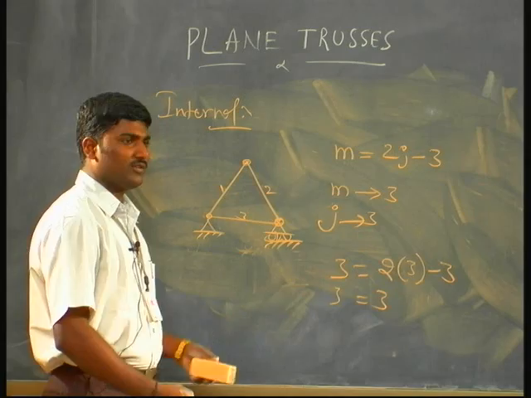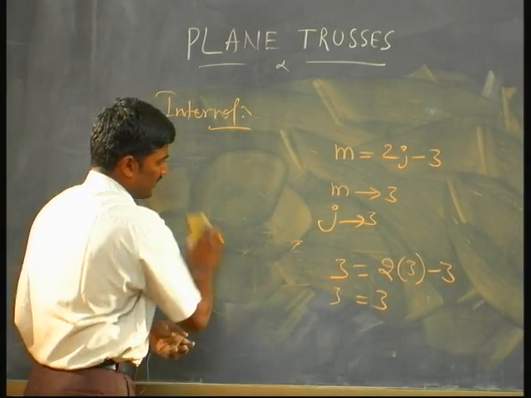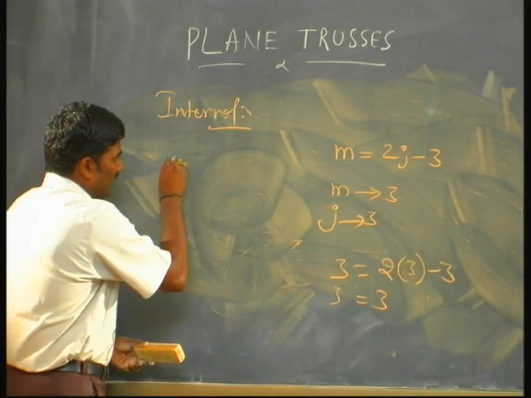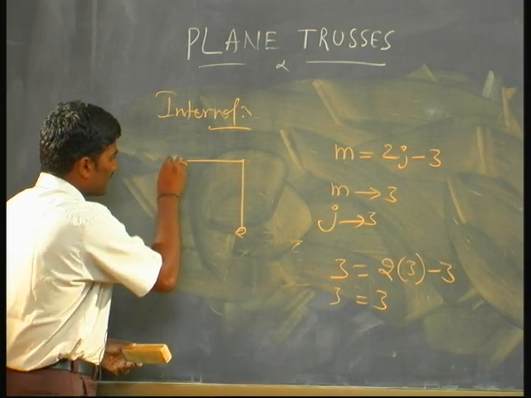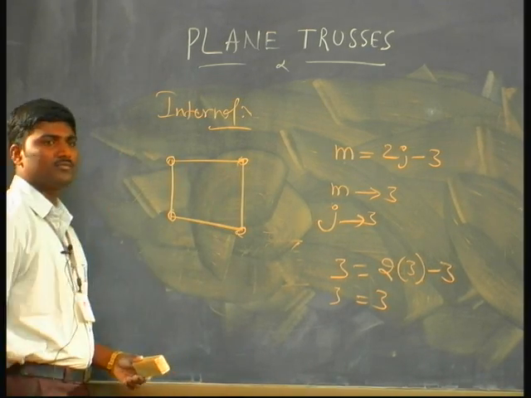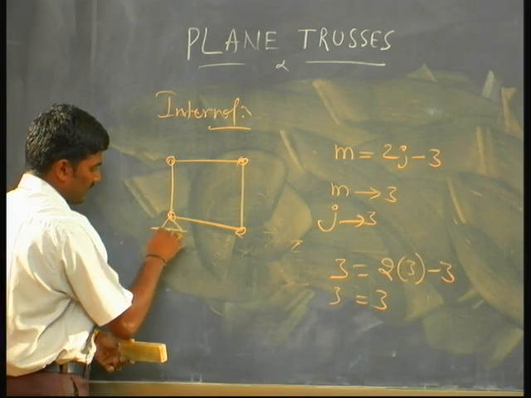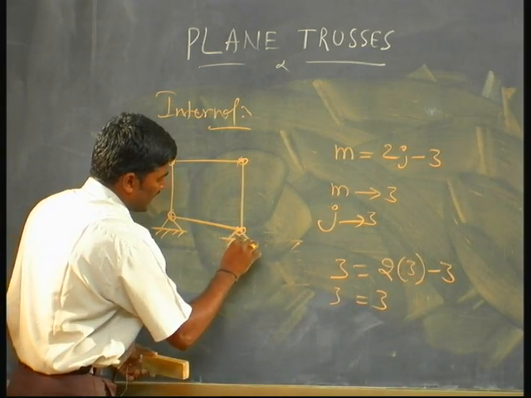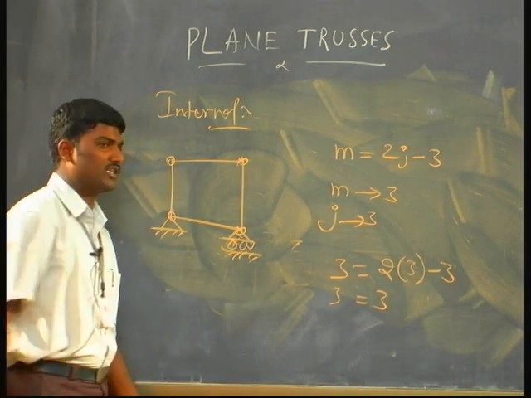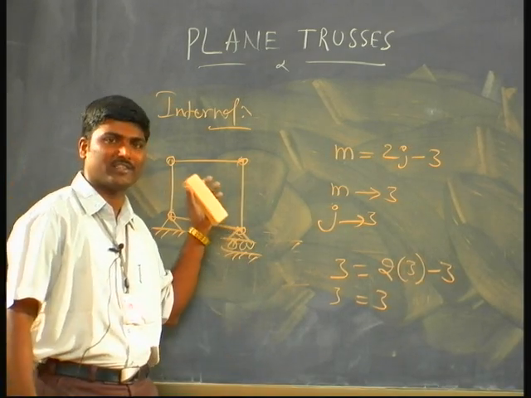Now, let us see the other cases also. If I join 4 members like this, this is also a truss. Why? Because we are connecting the members at their ends by hinges, that is why we call it a truss.